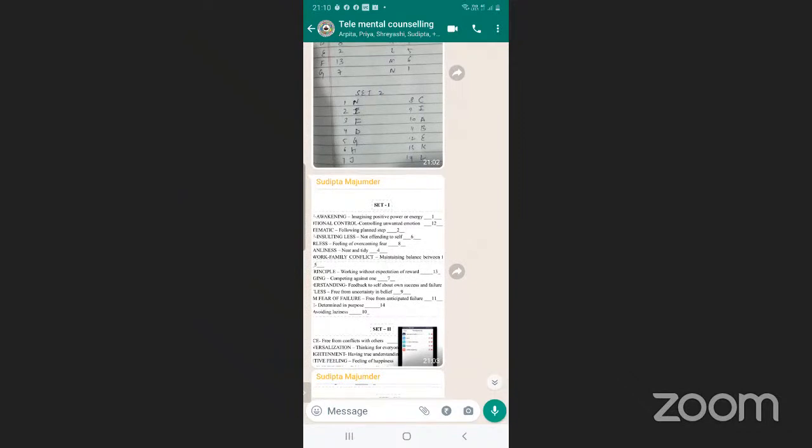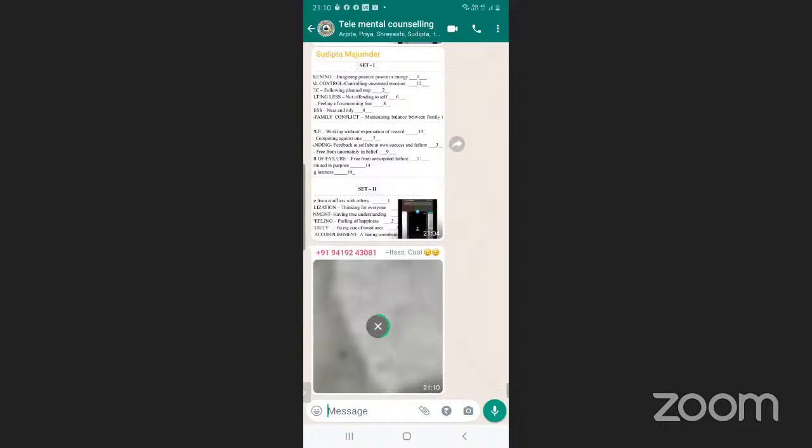Sudipta. First value is self-awakening. Second value, systematic. What is your third value? Sudipta, are you here? What is your third value, Sudipta? Sudipta, are you here? So it's like this. Yeah, correct.